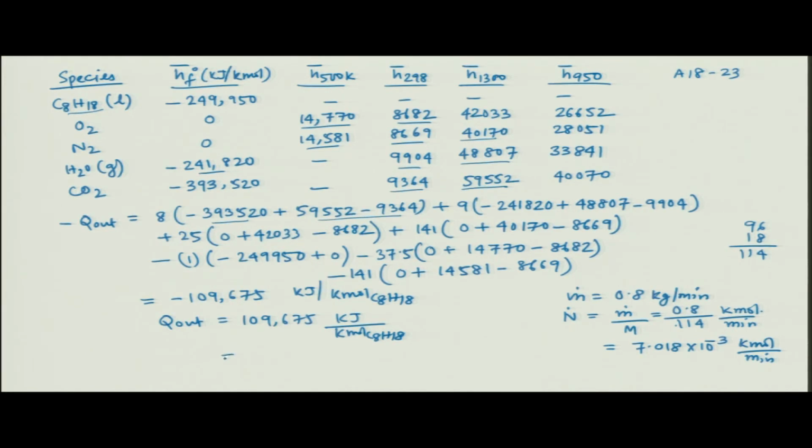So, the total amount of heat transferred will be 109675, and I have to multiply it with 7.018 into 10 raised to power minus 3. So, this will be kilojoule per minute, okay, which is nothing but 770 kilojoule per minute. Okay. So, this is the answer for this problem.